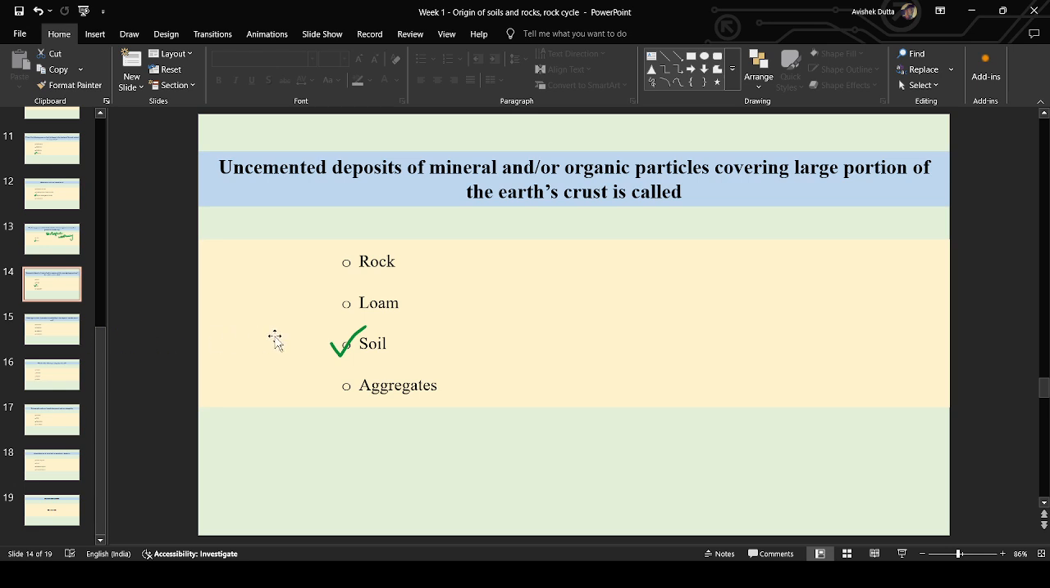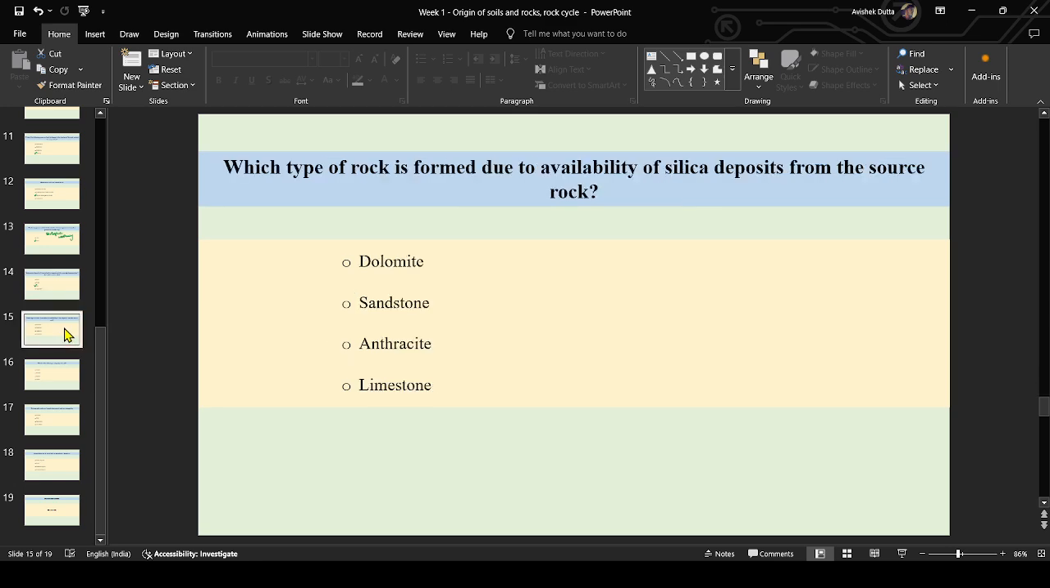Next question. Which type of rock is formed due to availability of silica deposits from the source rock? Sandstone, sir. Very good. So, what is the main composition of dolomite?